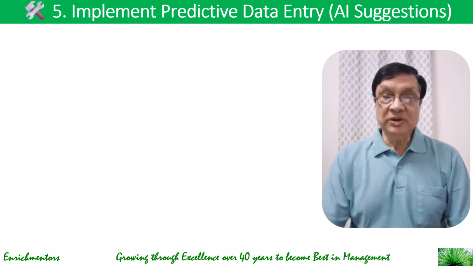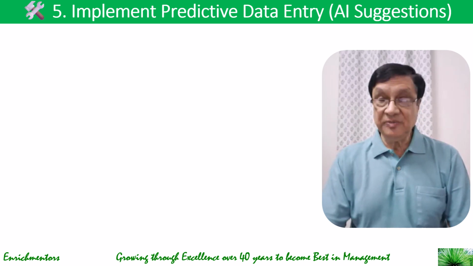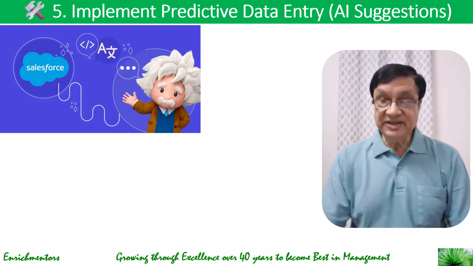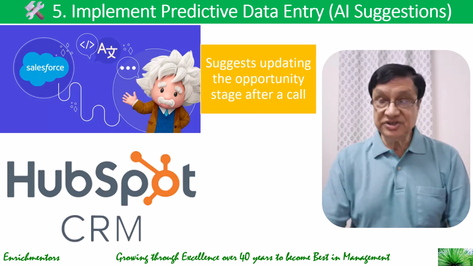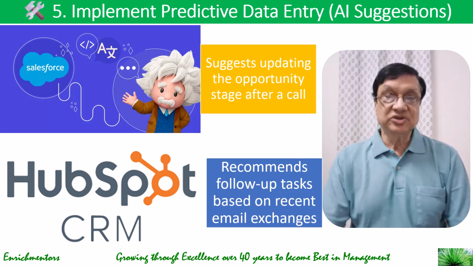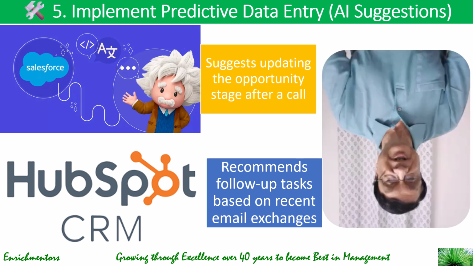The fifth thing is to implement predictive data entry, which is suggested by AI. Many CRMs now offer AI-driven suggestions that propose updates based on context. For example, Salesforce Einstein suggests updating the opportunity stage after a call. HubSpot recommends follow-up tasks based on recent email exchanges. So that's how AI suggestions and predictive data entry happen.